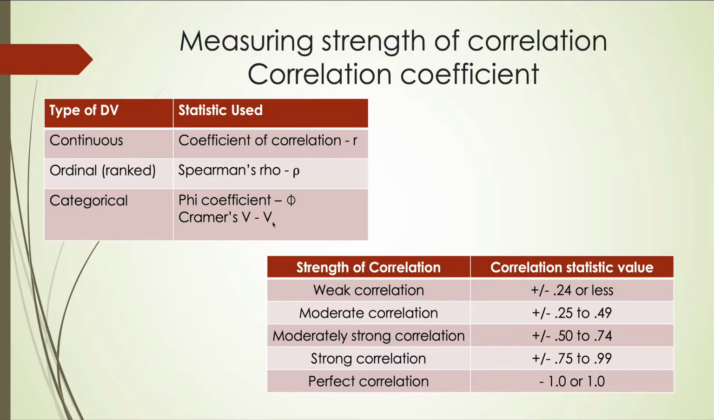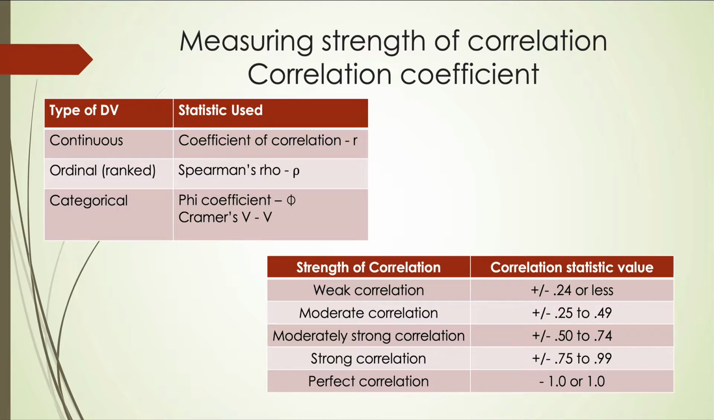Regardless of whether it's an R value or Spearman's rho or whatever, it's going to be a number somewhere between -1 and +1. So the strength of the correlation is measured on a scale of 1 to -1. Let me explain that a little further.